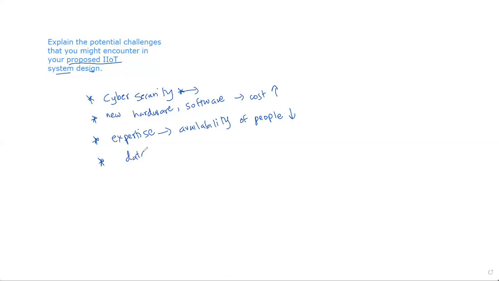Then data integration. Data integration means once we are collecting different types of data and large amounts of data, we might face difficulties in managing our data. So in order for us to manage the data, we might face some challenges. We might not be able to integrate different types of data and different types of technologies. So this could be a challenge, and that also you can mention.